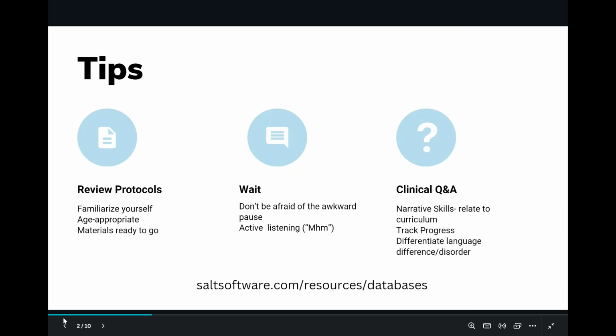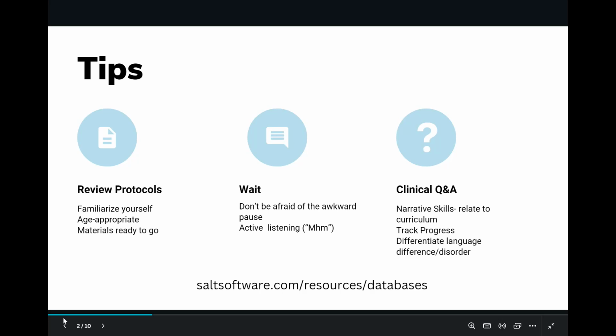The first one is just to be very familiar with the elicitation protocol. This is important because we want to take a standard language sample. We want you to collect the sample the same way in which the SALT reference database samples were collected, so that you're really ensuring a valid comparison of your student's sample to the SALT reference database. You want to make sure that you're collecting an age-appropriate language sample. Make sure you're using the right story given the age, and also have your materials ready to go to make it a little bit more seamless.